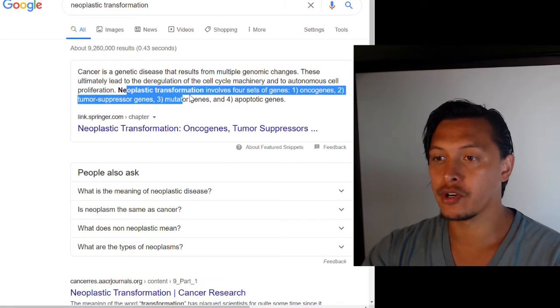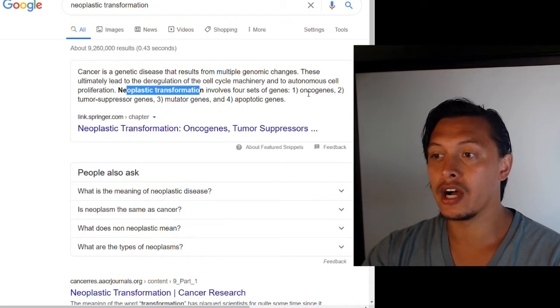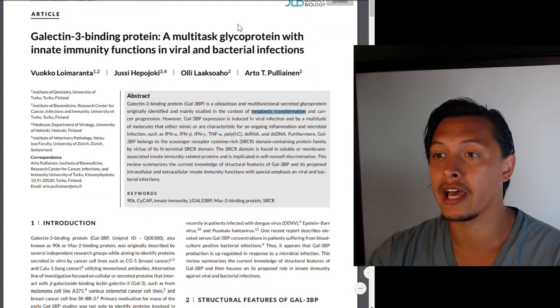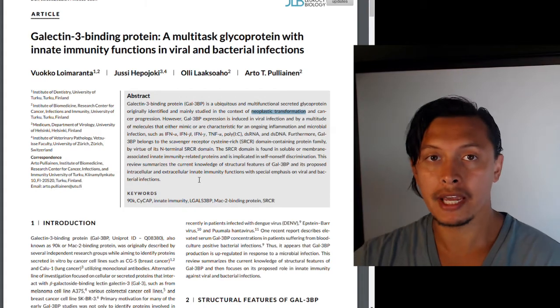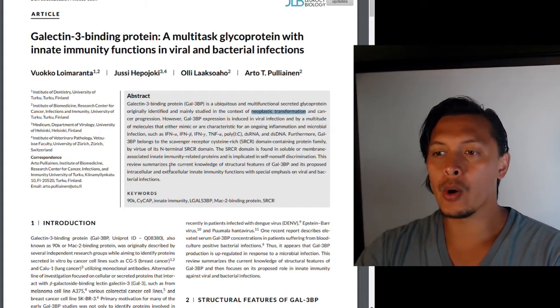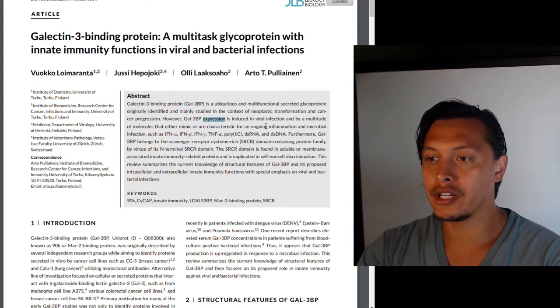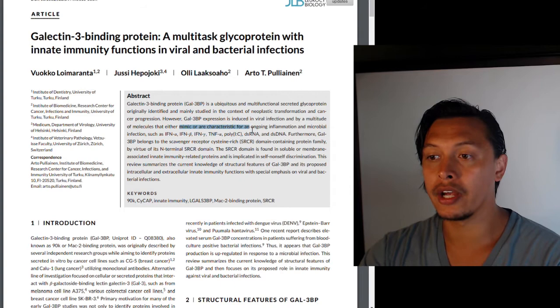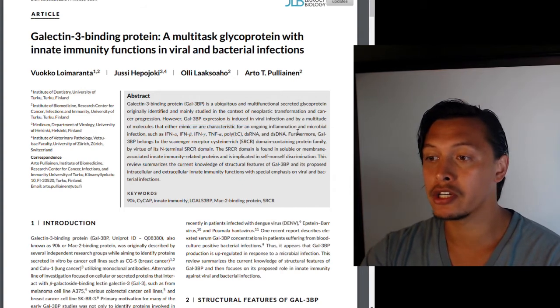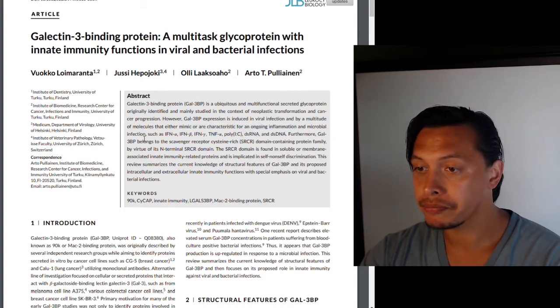Neoplastic transformation involves four sets of genes: the oncogenes, the tumor suppressor genes, the mutator genes, and the apoptotic genes. Don't worry too much about that. Just know that that is the process by which a cell will undergo to become a cancer cell. However, galectin-3 binding protein expression is induced in viral infection and by a multitude of molecules that either mimic or are characteristic for an ongoing inflammation and microbial infection.